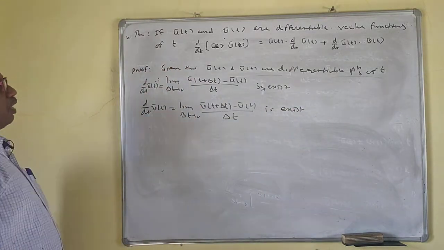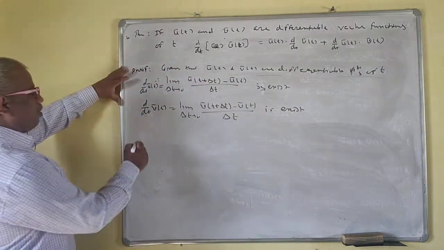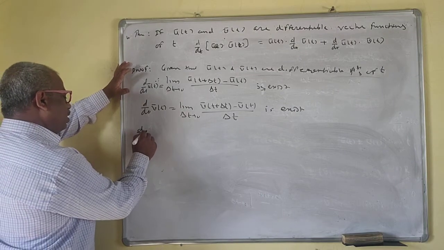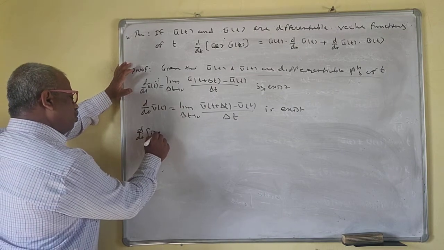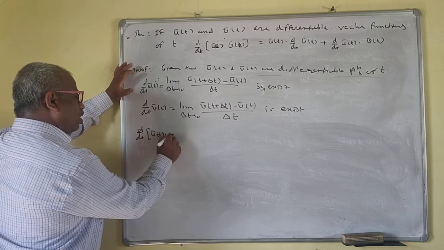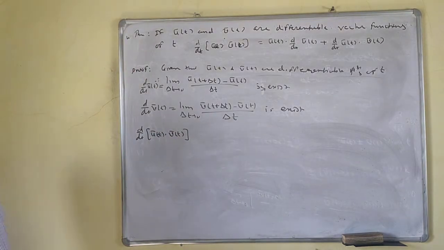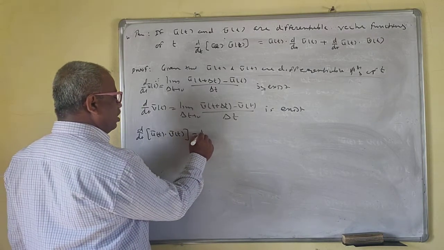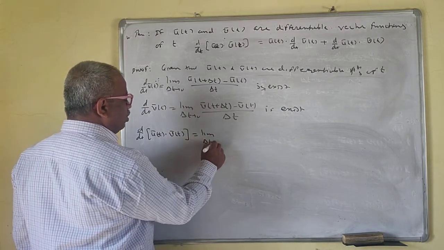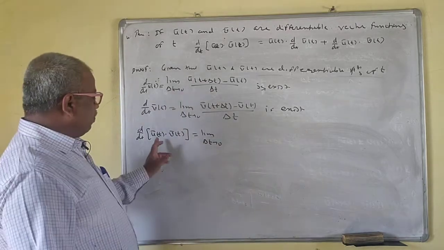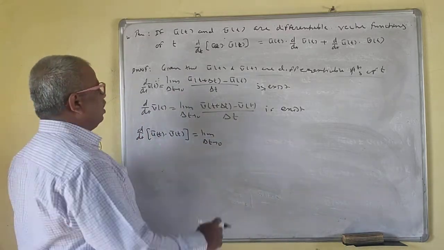Okay, now we have to prove this one. We'll start from d by dt of u bar of t dot v bar of t. Don't forget to write the symbol between the two vectors, otherwise it is not well defined. So use the definition: limit as delta t tends to 0, you have to replace t with t plus delta t.